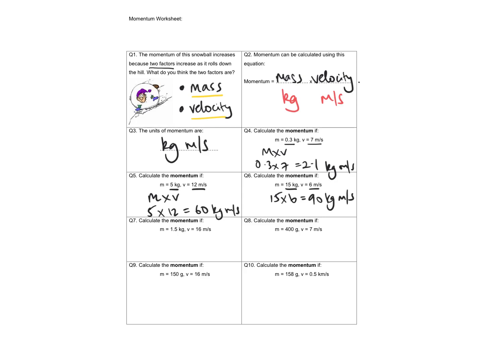On to the next one, calculate momentum if m equals 1.5, velocity equals 16, so that's going to be 1.5 times 16, which is then 24 kilogram meters per second.